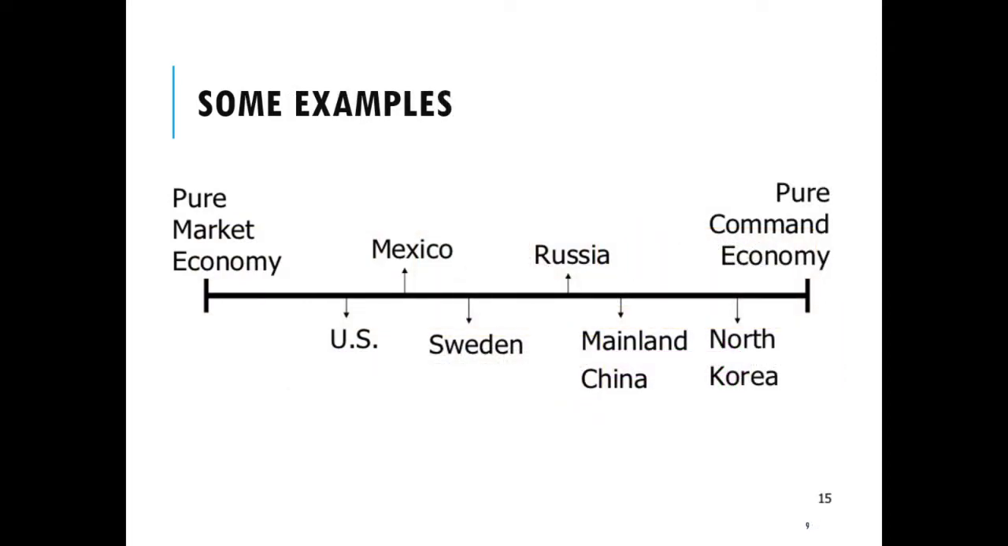The examples that I have here in this graph are also located in this continuum. Here we talk about, on the left side, the location of pure market economy, meaning free market economies, and on the right side is called pure command economies or centrally planned economies. So we see here that the United States is one of the first ones closer to the pure market economy or the free economy. Then comes Mexico, Sweden, Russia, showing more aspects of the command economy, then mainland China and North Korea, very, very close to what is called pure command economy.